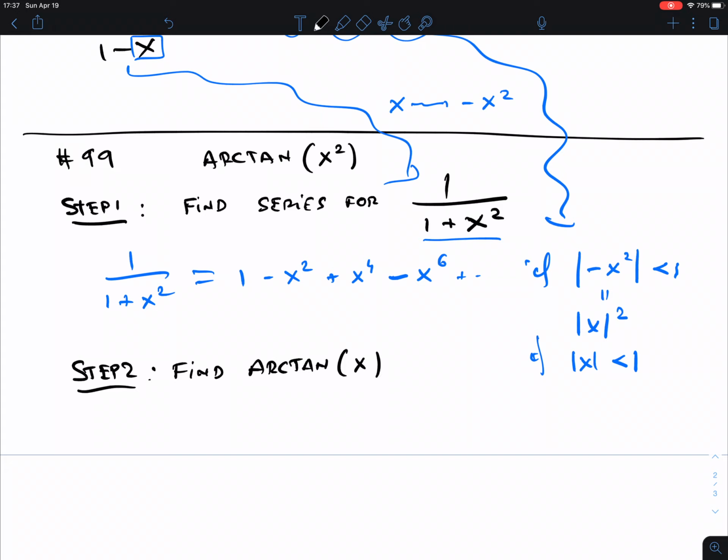Okay. What's the relationship between this guy and this guy? Let you think a bit about it. Stop the movie if you want to think a little more about it. If you take the antiderivative of this thing, you actually get this.